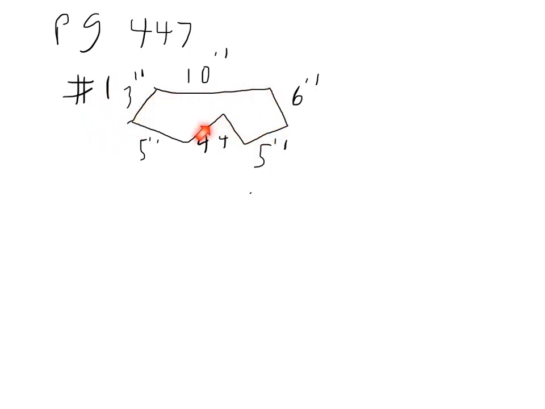You can look in the book at the first problem on page 447. It has this figure drawn, and it has the length of each side labeled. And I put these quote marks up here, that means inches. And so this one's supposed to be 10 inches, 6 inches, 5 inches, 4 inches, 4 inches, 5 inches, and 3 inches. The question asks, what is the perimeter?